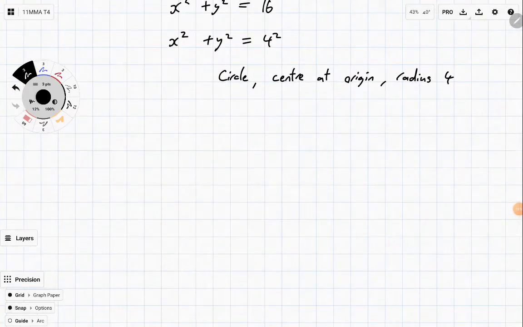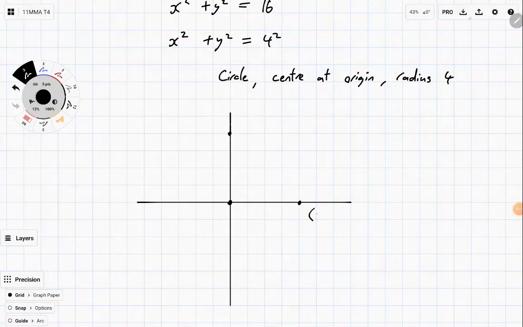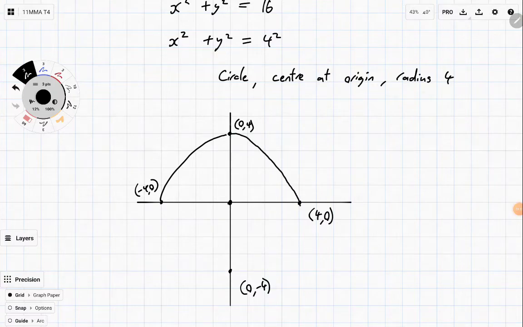So step 1, let's just draw ourselves the x and the y axes. Center of the circle is going to be at 0, 0. 4 to the right, 4 to the top. So this is 4, 0. This is 0, 4. Over here is going to be negative 4, 0. And down here is going to be 0, negative 4. And these are the 4 boundary points. And we can then just draw, as best we can, a continuous circle that goes all the way around this shape. And so this is x squared plus y squared equals 16.